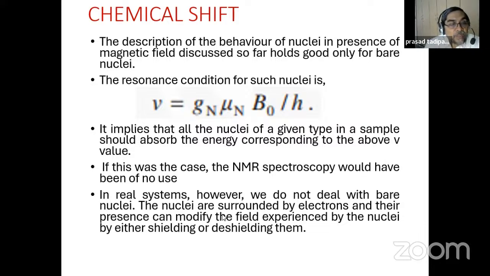So their presence can modify the field experienced by the nuclei. If you consider nuclei without electrons, what is the field? If you consider the nuclei with the electrons, how is the field experienced? Here you will get shielding or de-shielding. That means electrons may shield to some extent the external field, affecting how the nuclei experience the external field. So that is the shielding mechanism.